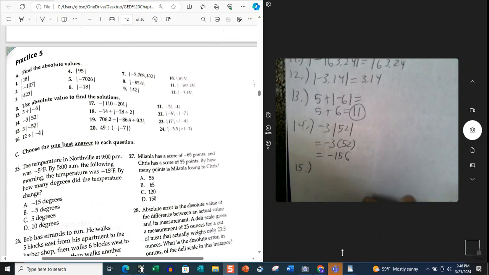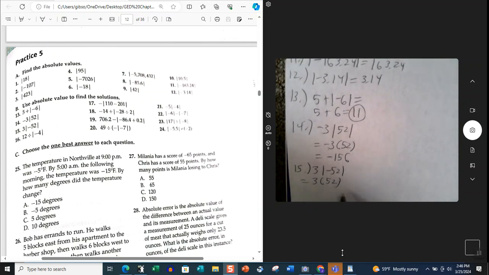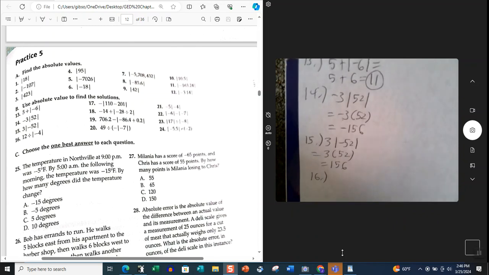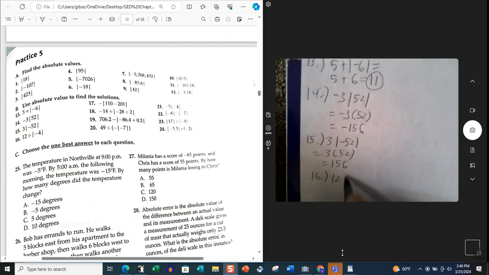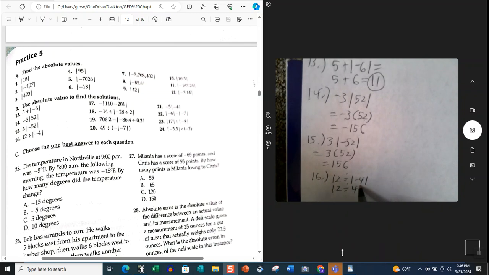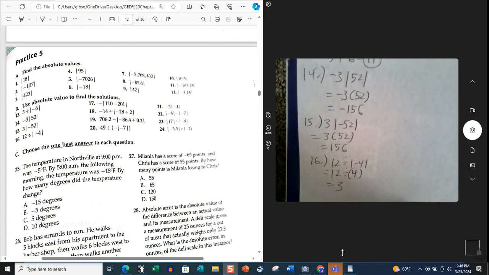Okay, problem 15 is 3 times the absolute value of negative 52. The absolute value of negative 52 is positive 52. So 3 times positive 52 is 156. Now 16, we have 12 divided by the absolute value of negative 4. The absolute value of negative 4 is just 4. 12 divided by 4 is just 3. Okay, now that took care of problems up to 16.